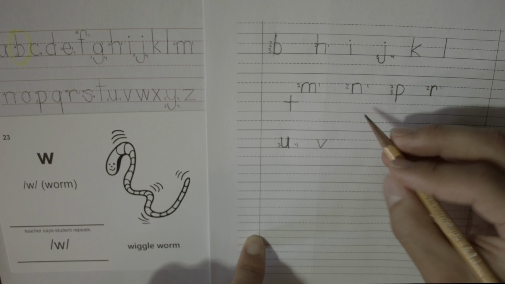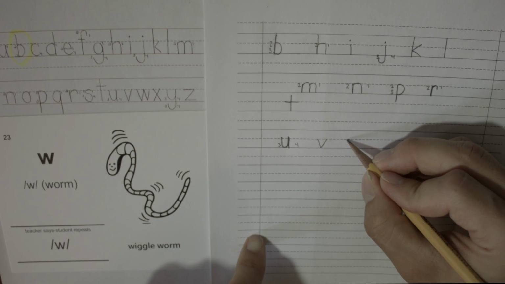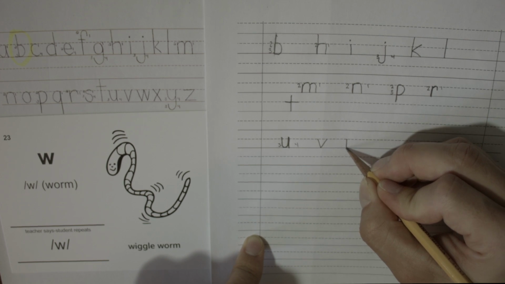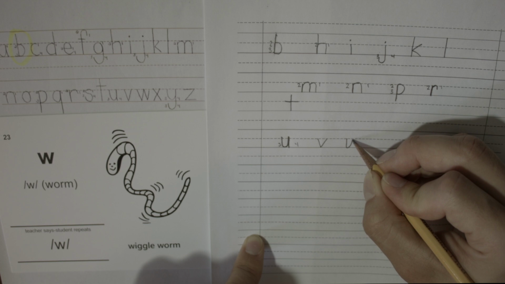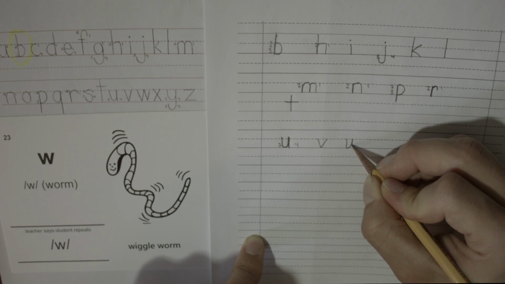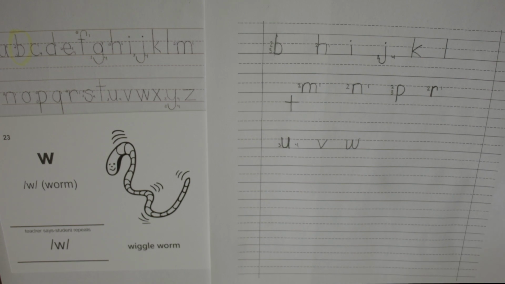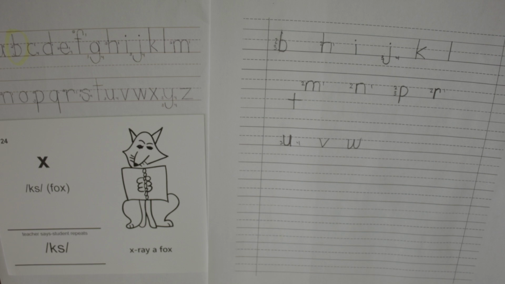All right, you guys, this is the phonogram wiggle worm. But you can say, for the most part, you're writing a double V. So you're going to start at the midline, and you're going to go down to the baseline, and then you're going to curve that just a little bit, and you're going to go back up to the midline, and then you're going to go back down to the baseline, and then retrace back up to the midline. And there is your wiggle worm.